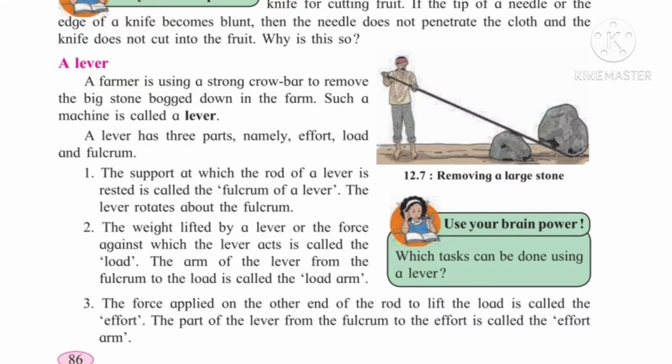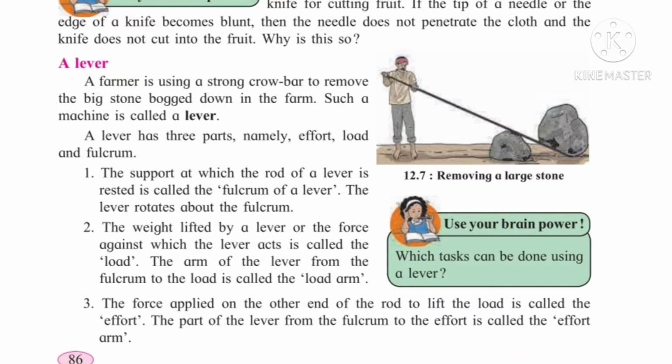So what is that machine called? A lever. Now a lever has three parts, namely effort, load and fulcrum. Which are the three parts of the lever? Effort, load and fulcrum.